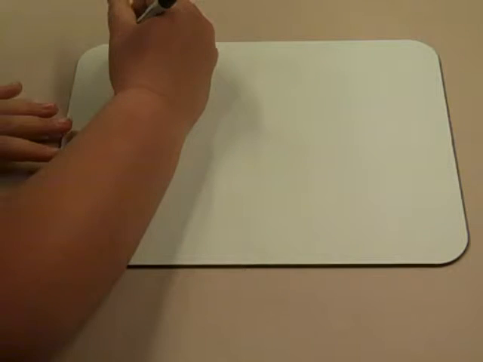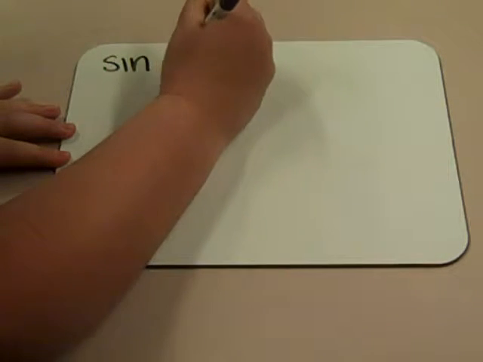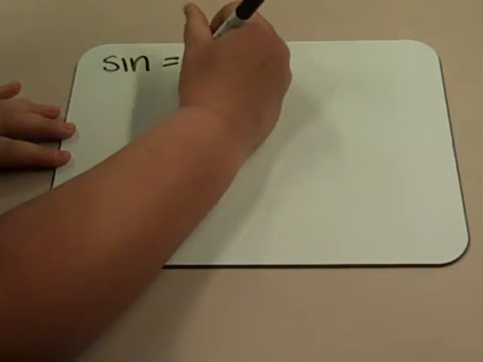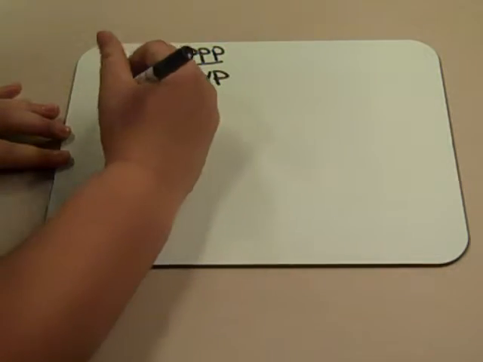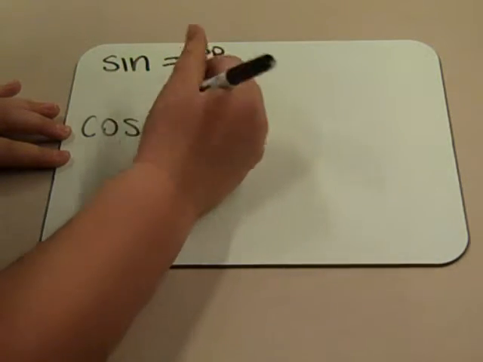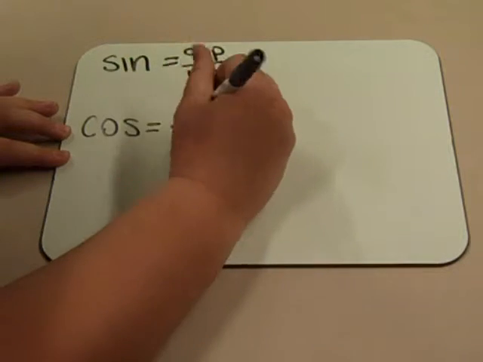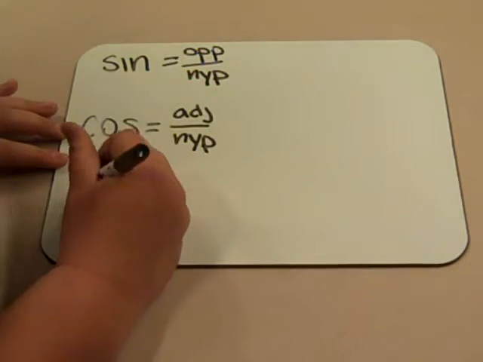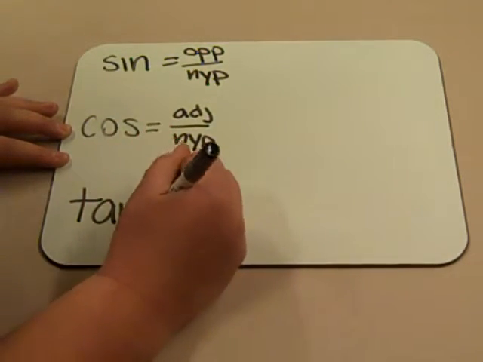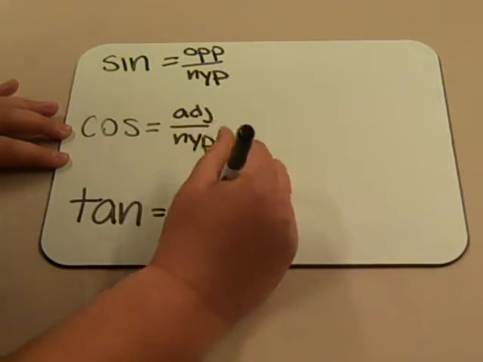When dealing with right triangles, the trig identities state that sine of theta equals the opposite side over the hypotenuse. Cosine of theta equals the adjacent side over the hypotenuse. Tangent of theta equals the opposite side over the adjacent side.